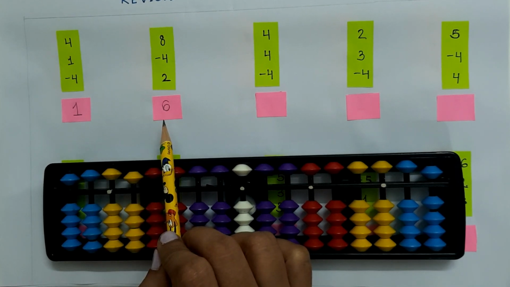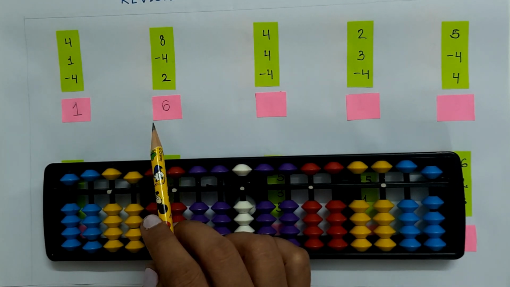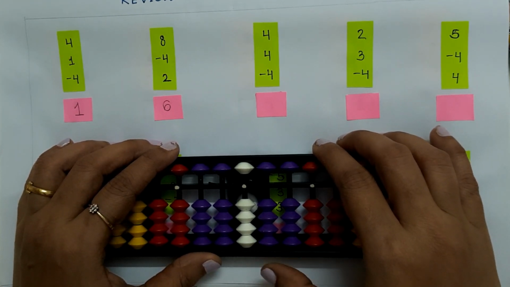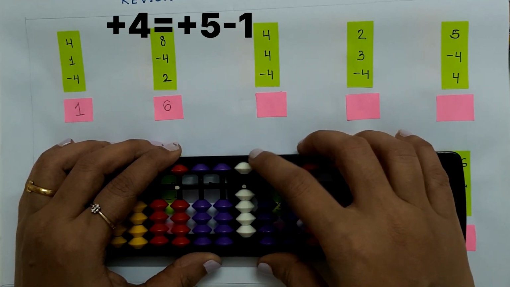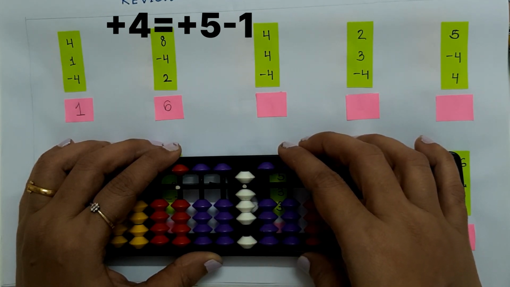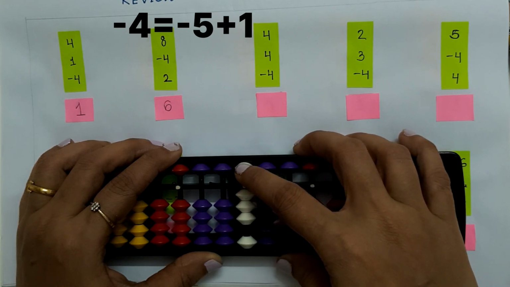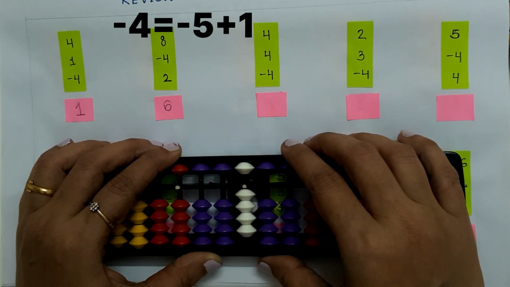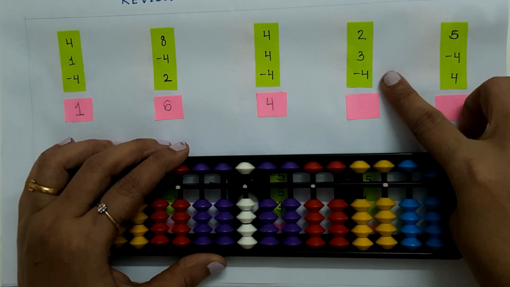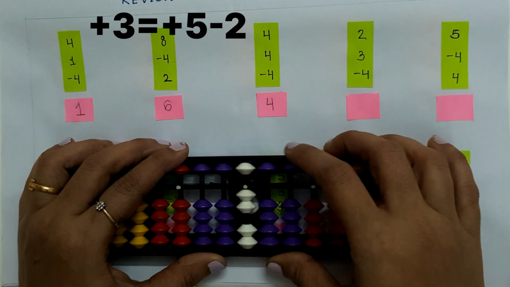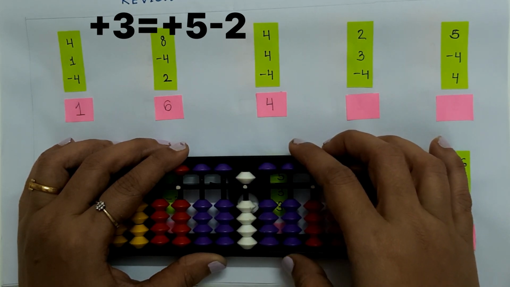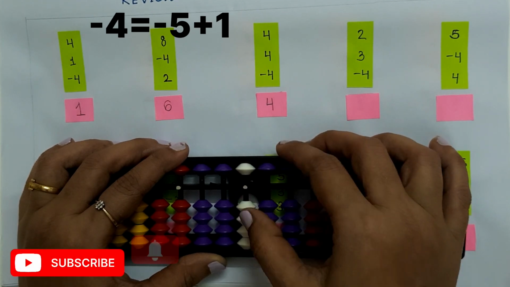In the first two examples we applied two formulas each, right? Now let us solve the third question, that is 4 plus 4 minus 4. 4 plus 4 is plus 5 minus 1, then minus 4. Minus 4 is minus 5 plus 1. Answer is 4. Next example, that is 2 plus 3 minus 4. 2 plus 3 is plus 5 minus 2, then minus 4. Minus 4 is minus 5 plus 1.